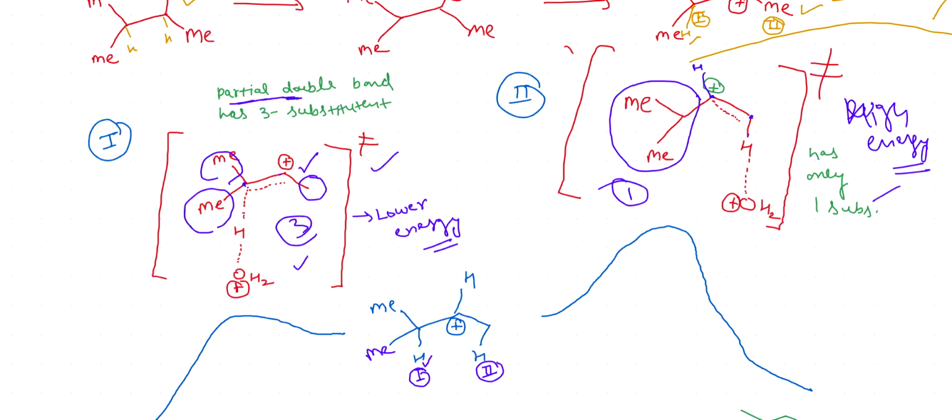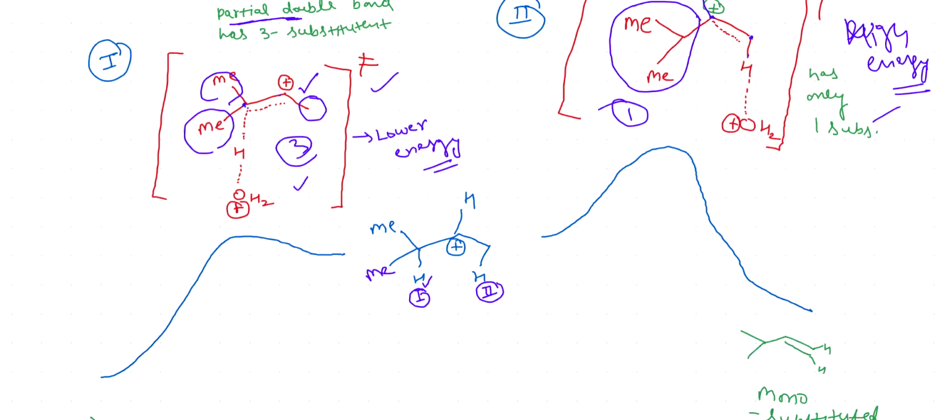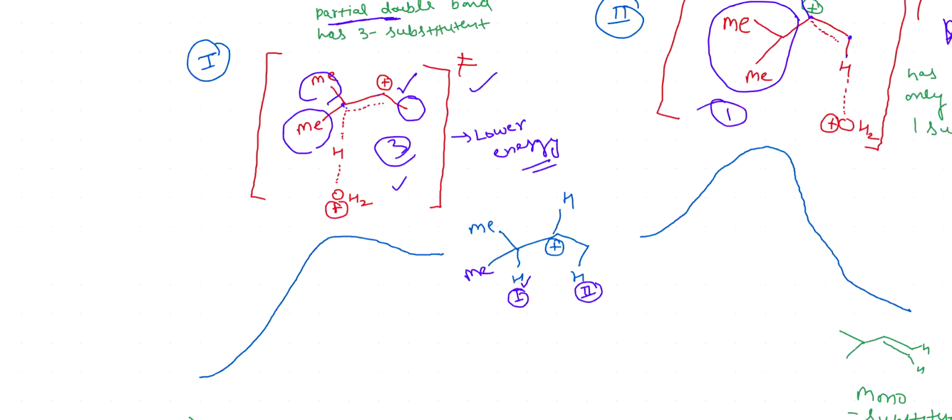So look at the products, how the products are forming from these transition states. From the first transition state, the product formed is the highly substituted alkene.